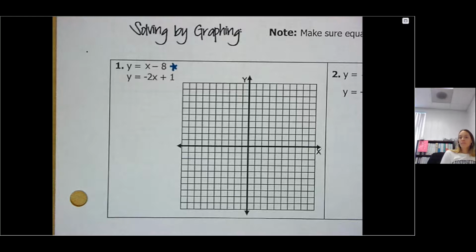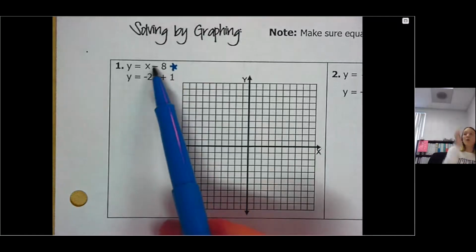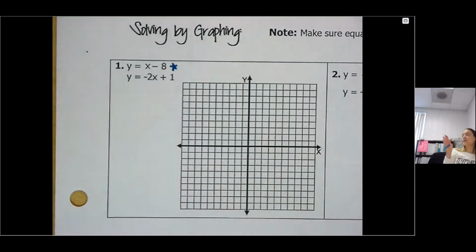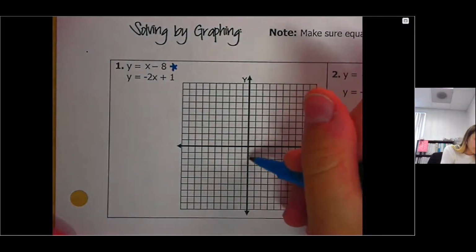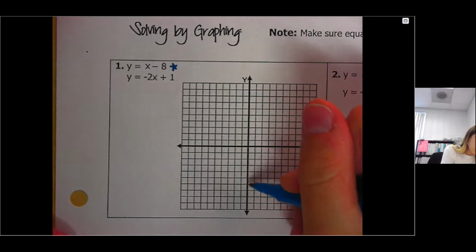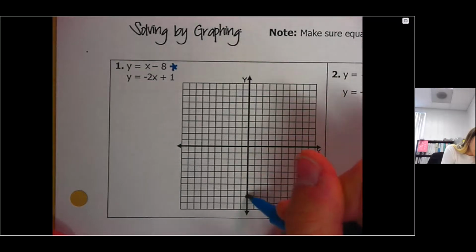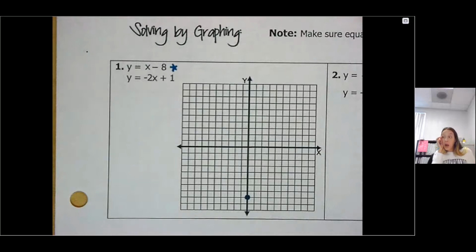Y equals x minus 8? Yes, but where do I go to graph it? Negative 8, right? It's a minus 8, and you want to go on the y-axis. So you're going to go down 8. So there's your first point. Everybody go down 8 and put a point there. 4, 5, 6, 7, 8. Bless you. All right, there's negative 8.